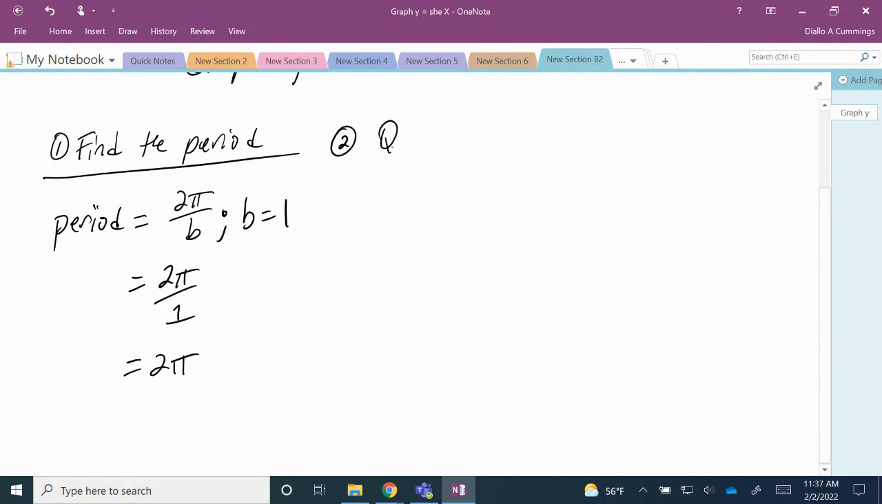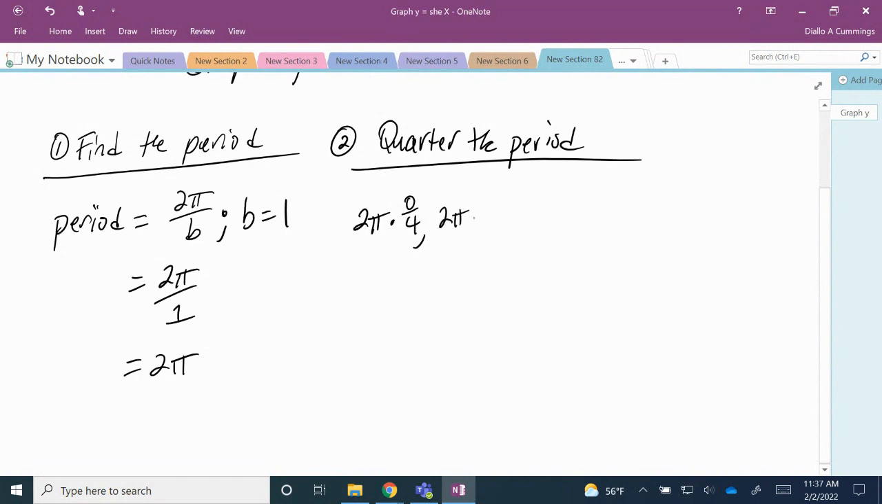The next thing we're going to do is quarter the period. We're going to break it up into 4 equal parts. What we're doing when we quarter the period is we're basically taking the unit circle and laying it out on a straight line. So how do we quarter the period? Well, we're going to take the period, which is 2 pi, and multiply 2 pi times 0 over 4.